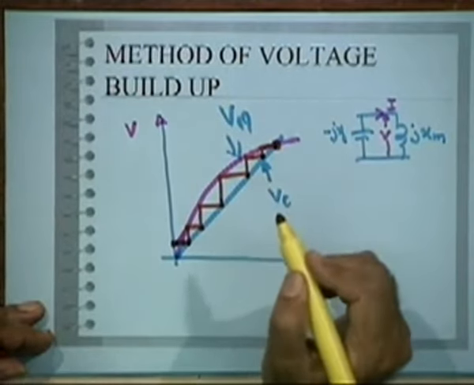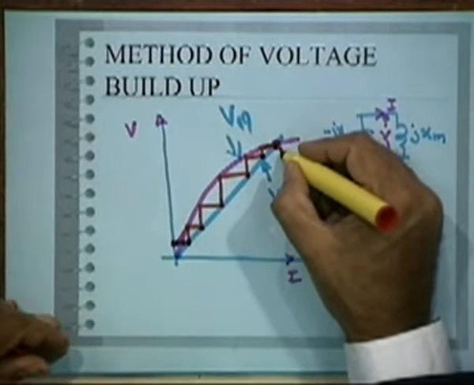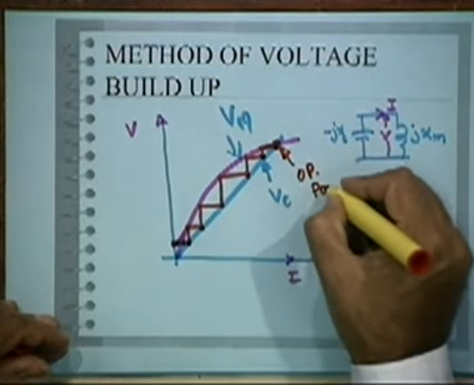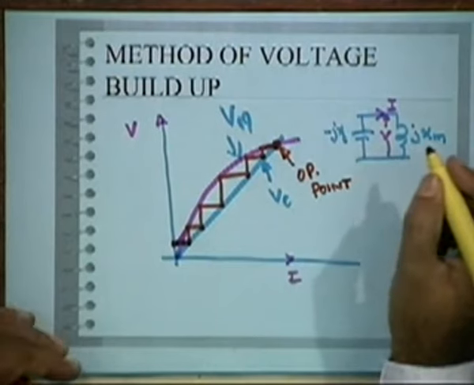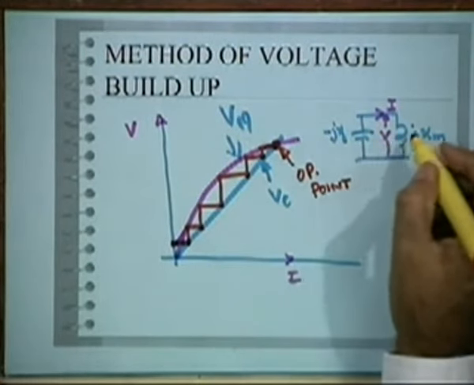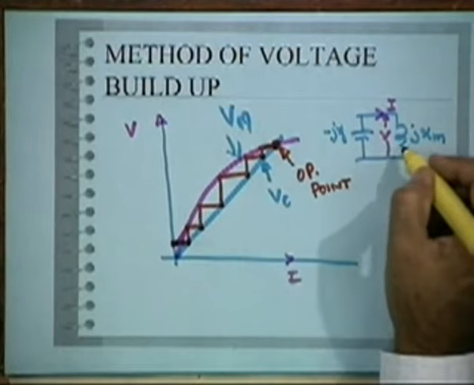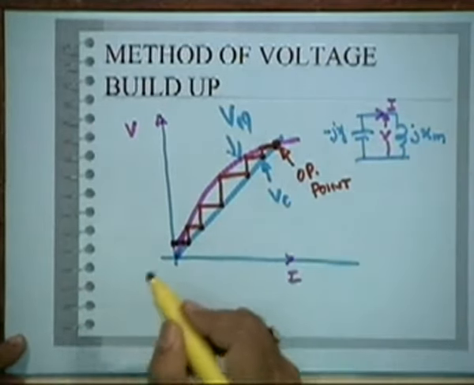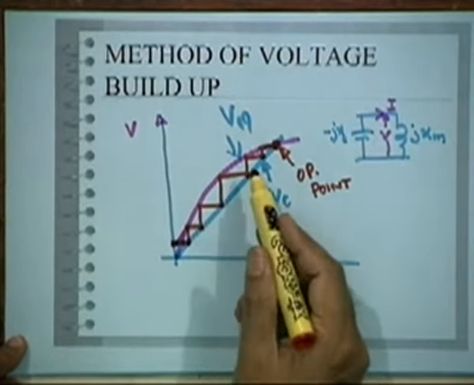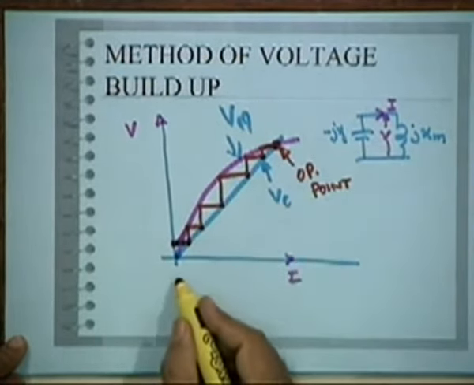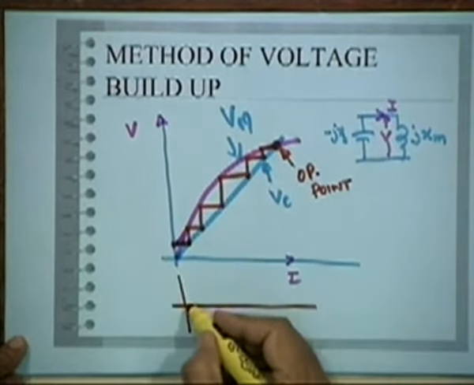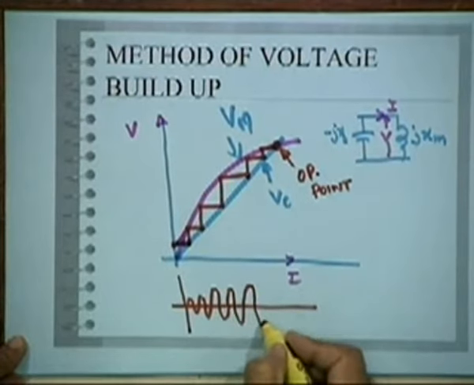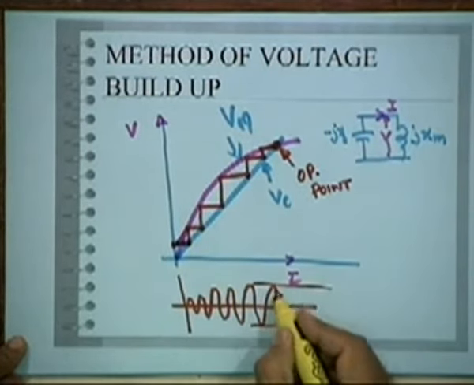So up to here it will go. So this is the operating point, where the voltage across the capacitor and across the machine will balance. Till that time there is some differential voltage that will build up the current and voltage. So with time, you see some increase in the voltage and current, and it will go to a steady value.